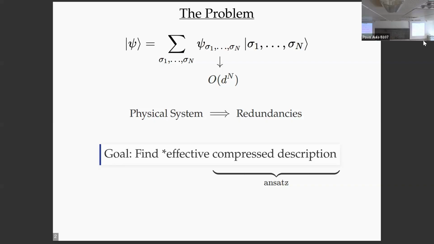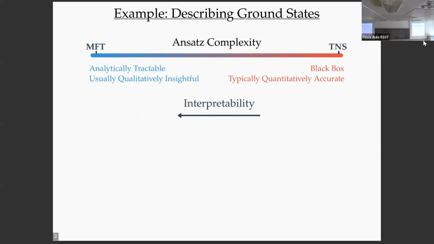And here by effective, I mean a description which preserves the essential physical features you're after, and one from which you can efficiently extract quantities of interest, such as expectation values of local observables and correlation functions. Okay, so as an example, when studying ground states, a simple ansatz is to assume a product state with minimal variational parameters, as is the case with mean-field theory. This will give you qualitative insight into the system you're studying, often at the expense of quantitative accuracy.